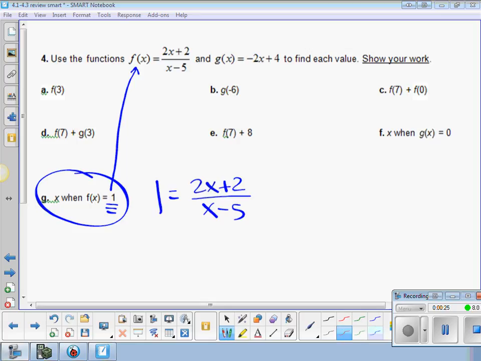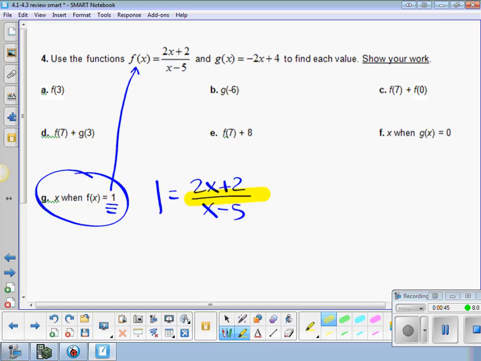Some people try to add this 5 out of there. You're not allowed to do that. Some people try to subtract this 2 out of there. You're not allowed to do that. You see, you have this division bar here. That's big time. You have basically all that stuff divided by all that stuff.